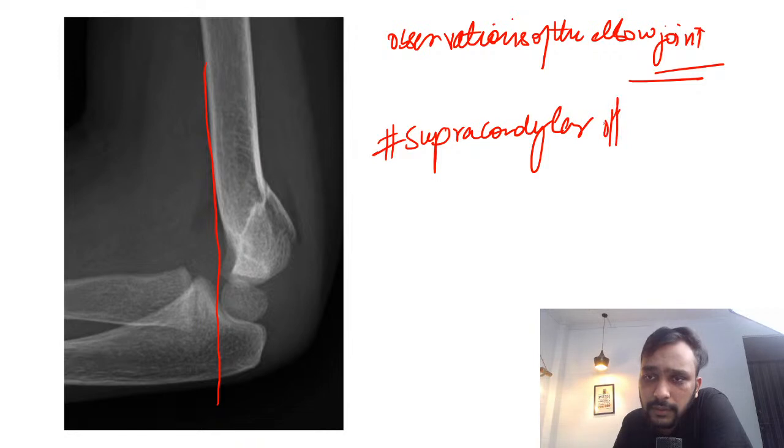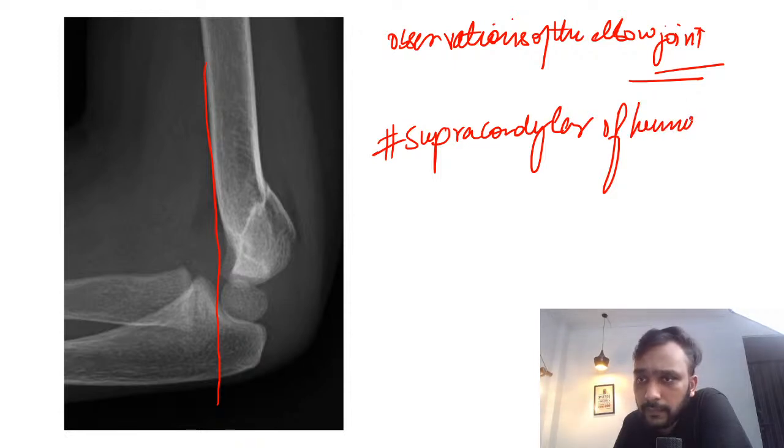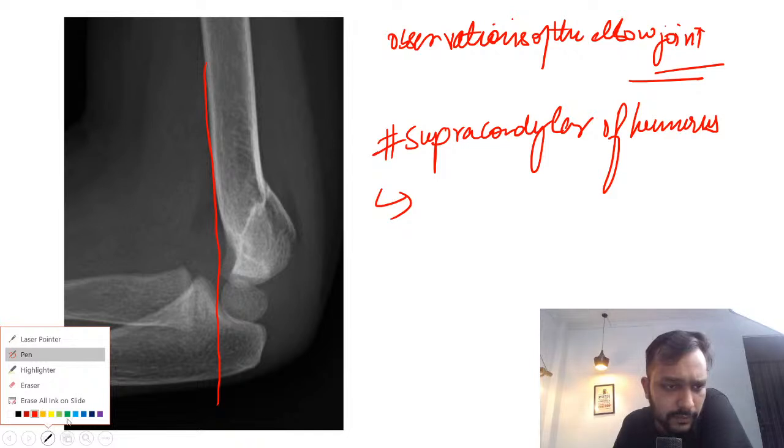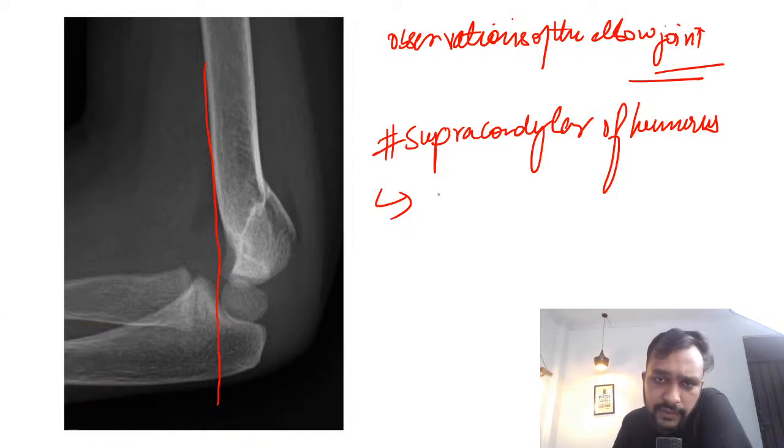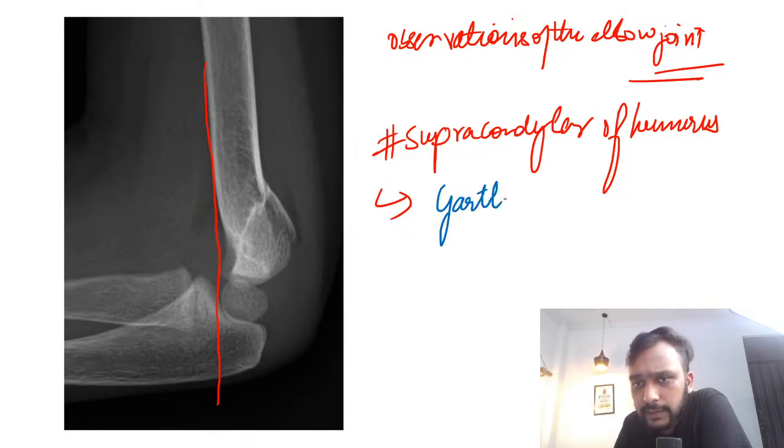Okay, so guys, what is the classification system that we are going to use in supracondylar fracture of the humerus? What is the classification system that we are going to use? It is your Gartland classification.